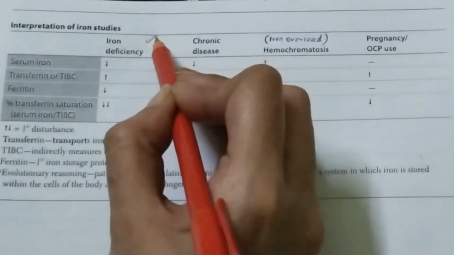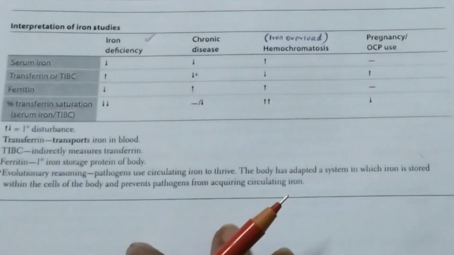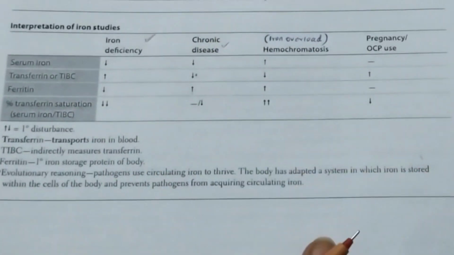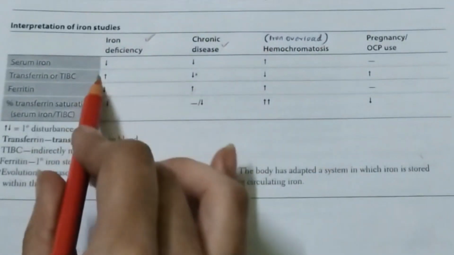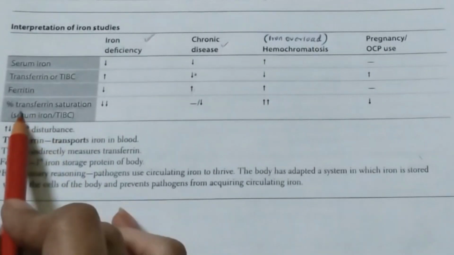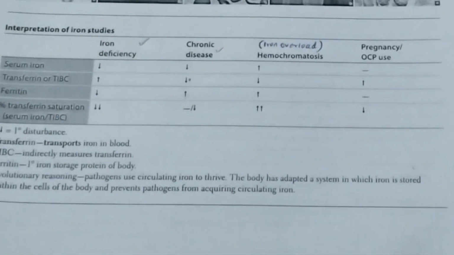Iron deficiency, वो भी आपको concept से समझ में आ जाएगा कि iron deficient है body में तो क्या होगा. In chronic disease, there is a similar picture. Like there is iron deficiency, but body is adapted. इसलिए ferritin यहाँ पे increase होता है. This is just the opposite of iron deficiency anemia, and in pregnancy you have to remember the percentage transferrin saturation will decrease. That's it for the video.